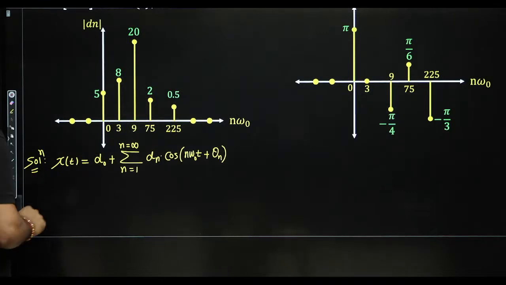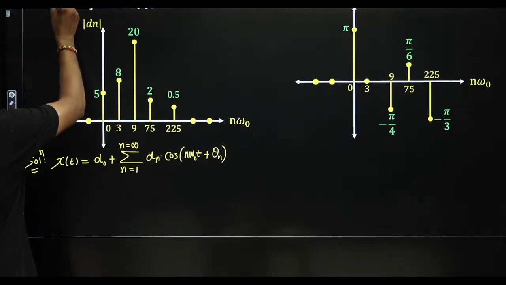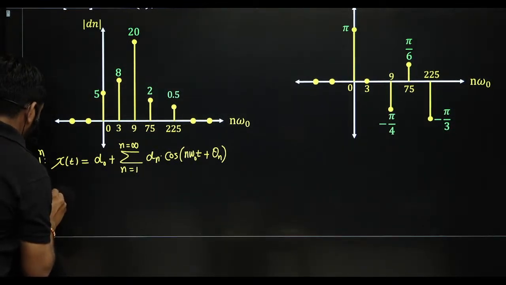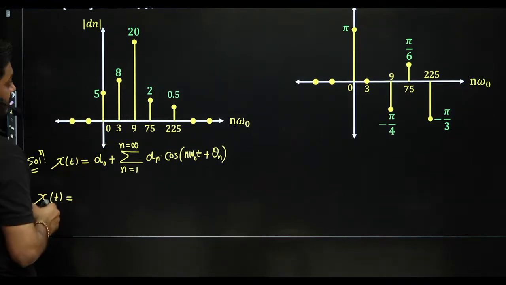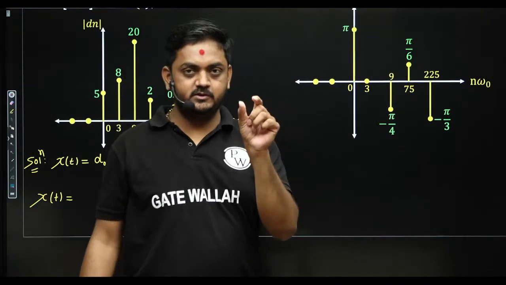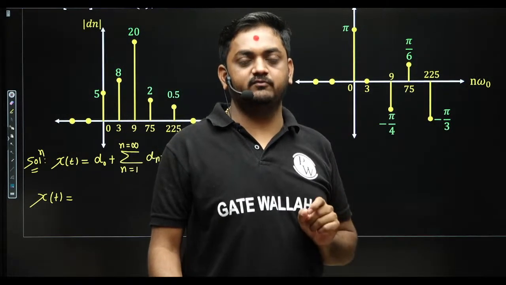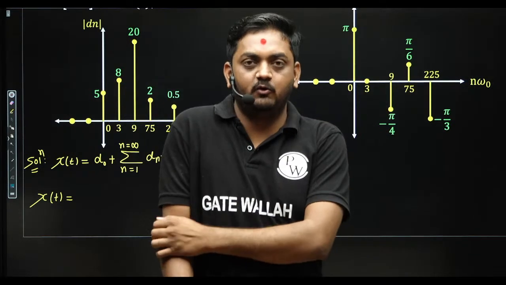Next, this is the first frequency, second frequency, third frequency. Simply put the values of Dn and theta n. So what is the DC? DC is nothing but 5 and the corresponding phase angle is pi. So the DC value is 5 and the corresponding angle is pi. If the phase angle is pi, then the DC value is negative, as I already told you.